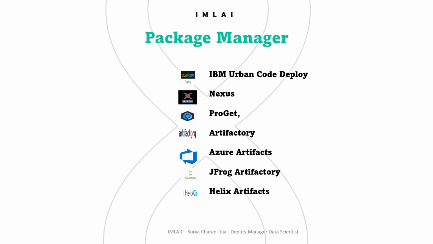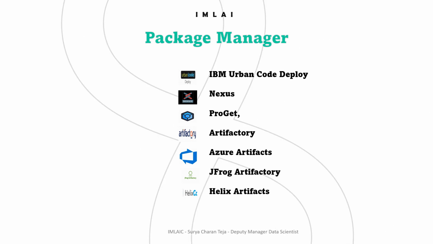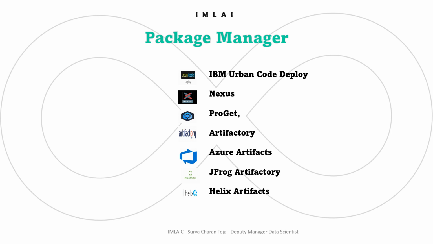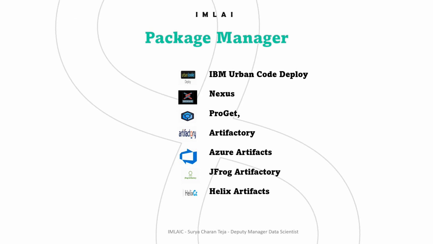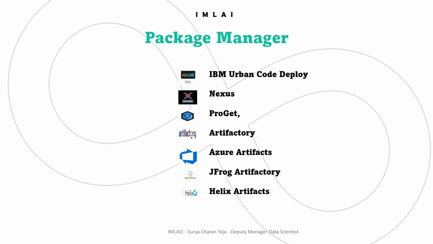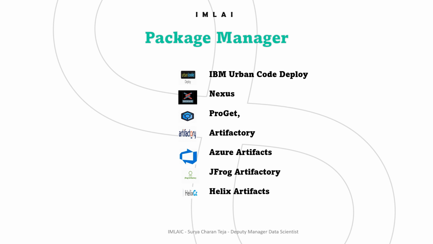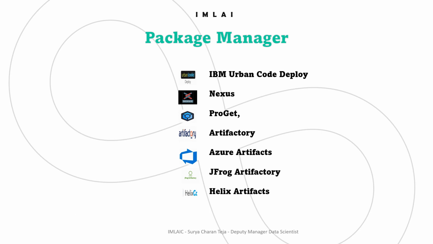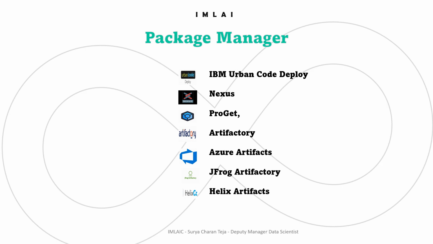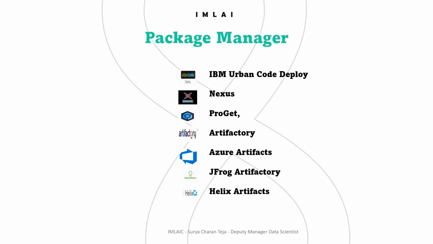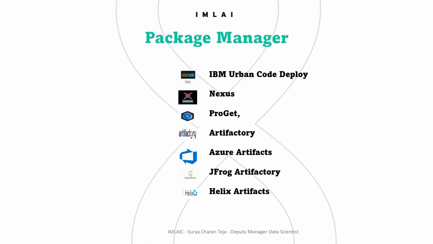In addition to that, some enterprises will go with IBM UrbanCode Deploy also, but that's a little costly. That's expensive. And in addition to that, if you use Azure cloud, we have Azure Artifacts and AWS CodeArtifact. Everybody has their own artifacts, but the most widely used tools are Nexus, ProGet, IBM UrbanCode Deploy, that's called IBM UCD, then Helix Artifacts. So now our archive or artifact has been published into the artifact registry.